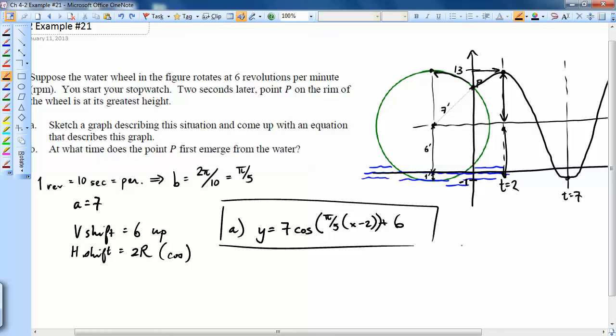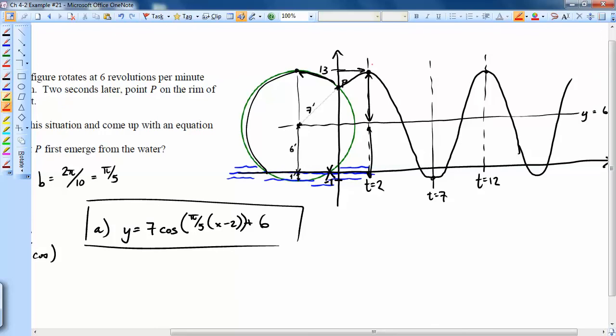The next one is what time does P first emerge from the water? So P's going around this circle. It goes into the water here, and then it emerges from the water there. So on the graph, P goes up, comes down, goes into the water, then comes out of the water here. So we're looking for this value. Now you can get that by graphing the thing and finding the 0 on your graph, and that's okay. But what I'm going to do is work it out where I show you the algebra that goes into not just solving for this one, but actually solving for all of them, and then how to calculate this one directly.